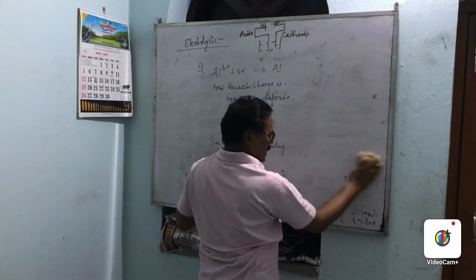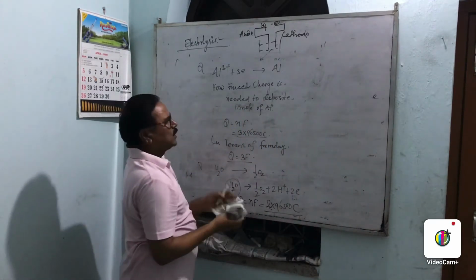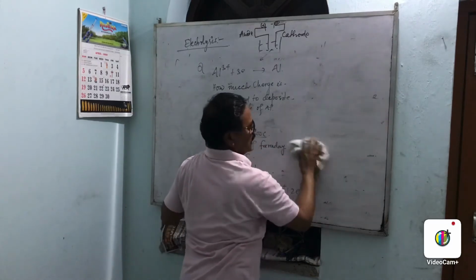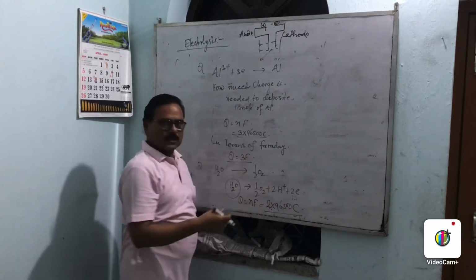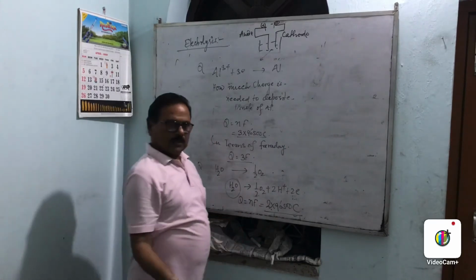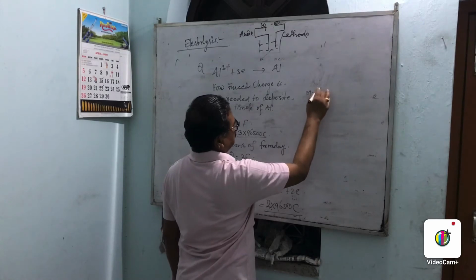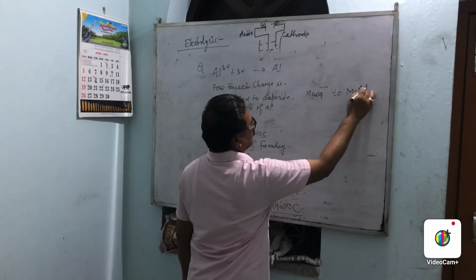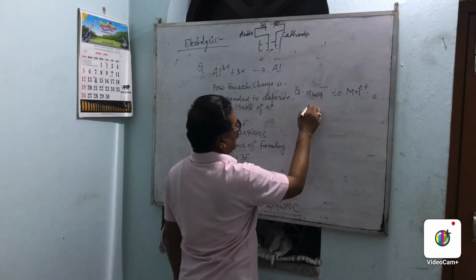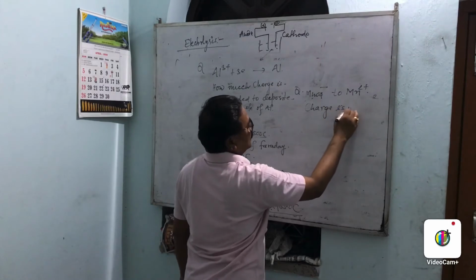So this whole chapter is based on numericals. If you have the knowledge to solve the numericals, then you are very confident in that chapter. Next, the equations of Faraday's law, Ohm's law, and cell constant, these are the problems based on it. Suppose MnO4- is there, and it is converted to Mn2+. The question asks, how much charge is needed?